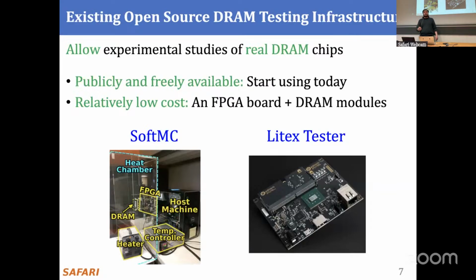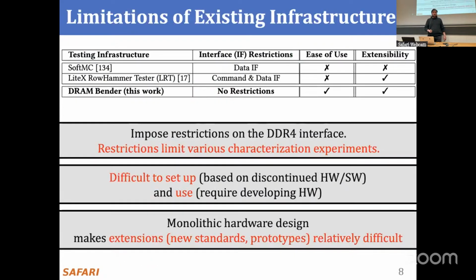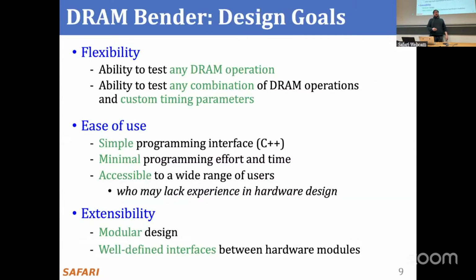But there are already some existing open source DRAM testing infrastructures that allow us to perform experimental studies, such as SoftMC and LightX test. However, these infrastructures have three key limitations. First, they impose restrictions on the DDR4 interface. Restrictions limit various characterization experiments, such as you cannot violate the timing, for example. The second one is that they are difficult to set up. Some of them are pretty old, such as SoftMC, so they are based on discontinued hardware or software. And the third one is the monolithic hardware design, which makes extensions relatively difficult. So in order to port to another board or another interface, you need to touch a lot of things in that infrastructure.